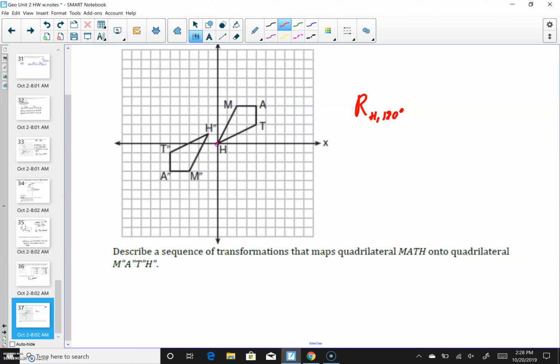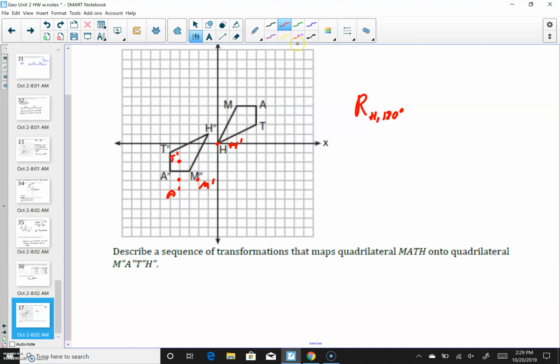And when I do that, I end up with point H staying the same for H prime. I end up with T being 1, 2, 3, 4, so I end up with T prime being there. I end up with A prime being 1, 2, 3, 4, 1, 2, 3, 4, so -4, -4. So there's A prime. And then M prime would be 1, 2, 1, 2, 3, 4, so -2, -4. So there is M prime.